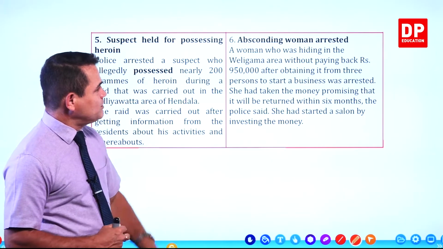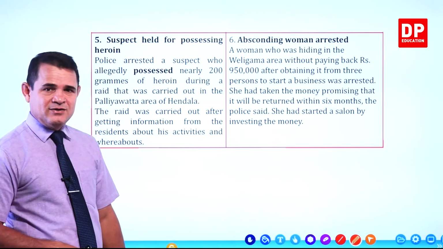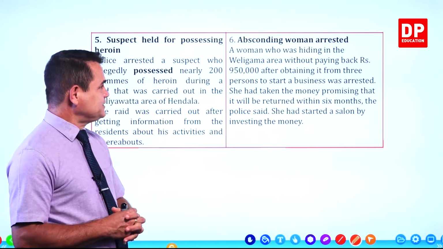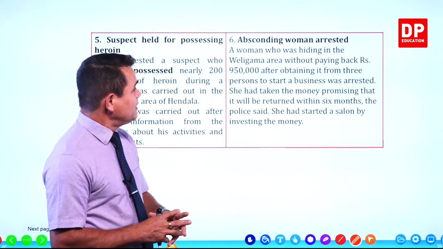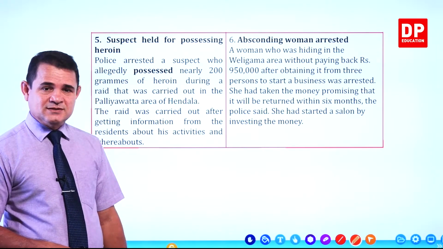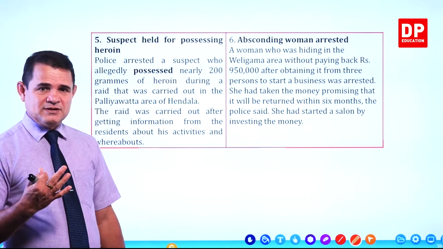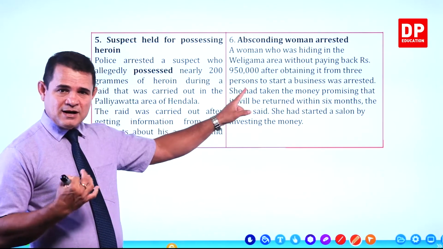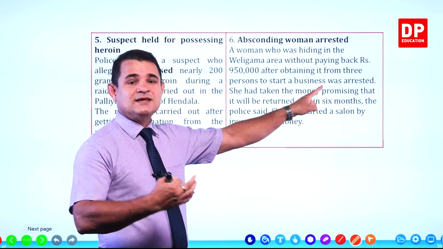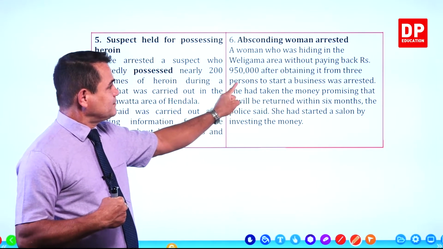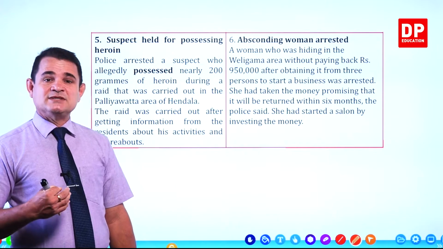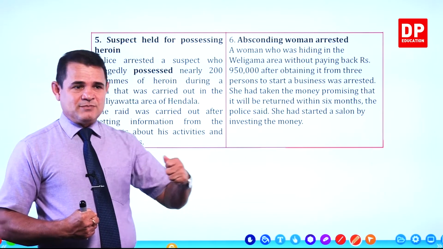බලමු අපි කියවලා. A woman who was hiding in the Waligama area. සැඟවිලා සිටින. වැලිගම area එකේ සැඟව සිටින woman කෙනෙක් without paying back 950,000 rupees after obtaining it from 3 persons. Obtain means get. ලබා ගන්නවා. 3 persons පුද්ගලයන් 3 දෙනෙක්ගෙන් මෙන්න මෙච්චර මුදලක් ලබාගෙන without paying back, ආපසු ගෙවන්නේ නැතුව සැඟවිලා හිටපු කාන්තාවක් from 3 persons to start business was arrested. එහෙනම් මේ කාන්තාව මේ මුදල් ලබාගෙන තියෙන්නේ බිස්නස් එකක් පටන් ගන්න කියලා. ලබාගෙන ඒවා ආපහු නොගෙවා සැඟවිලා තියෙනවා.